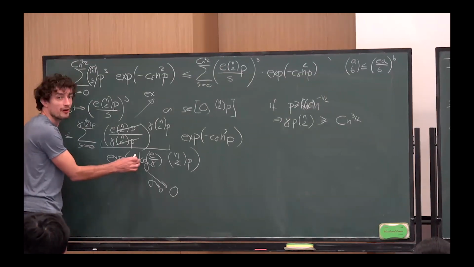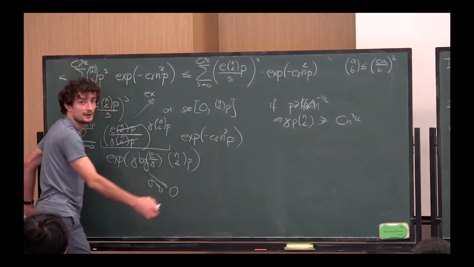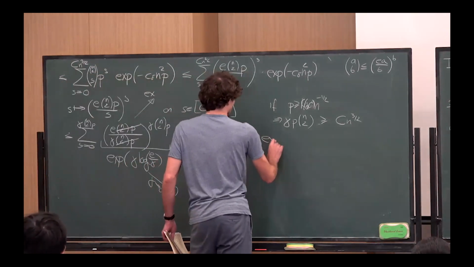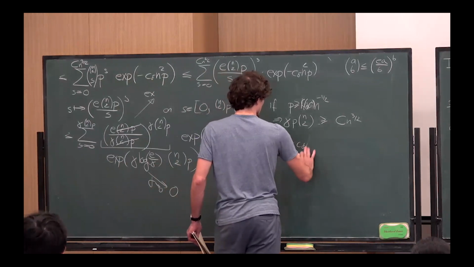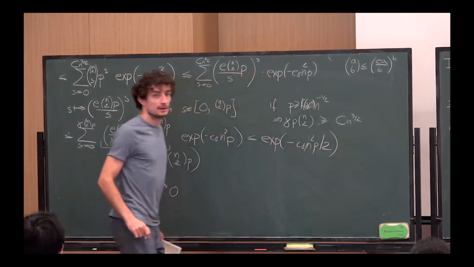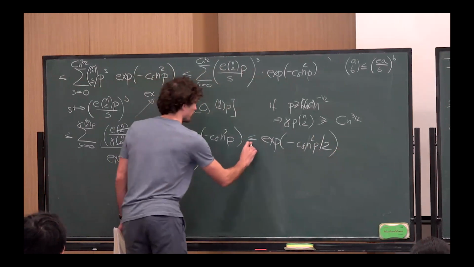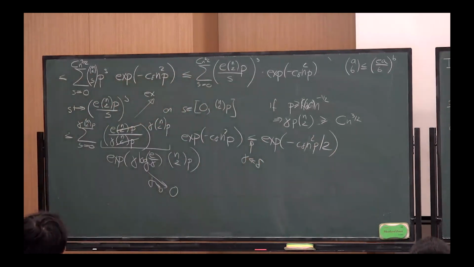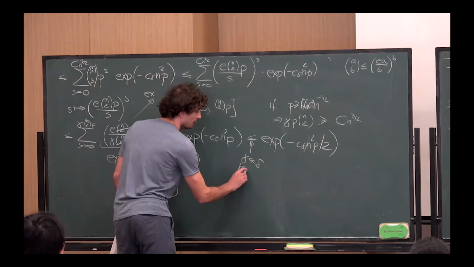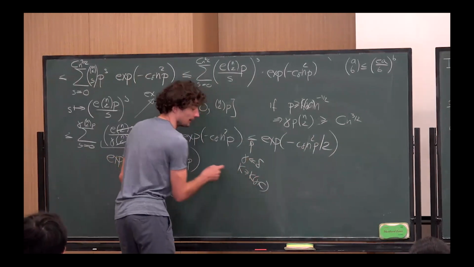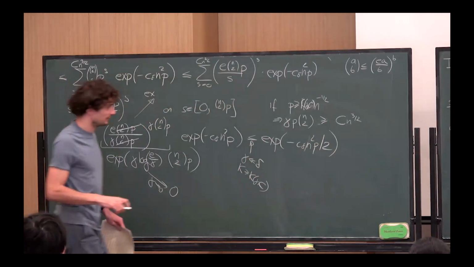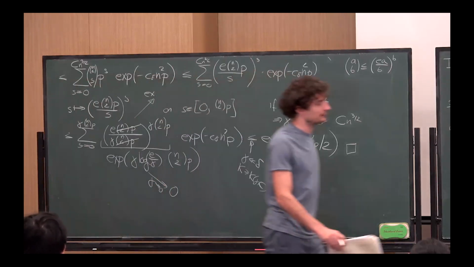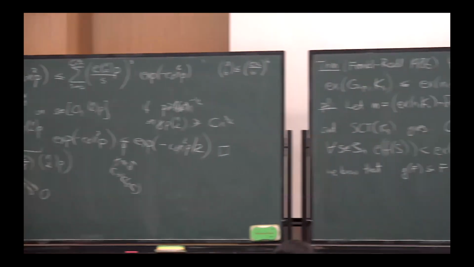So now, if I take my gamma to depend on delta, then this constant will be below C delta over 2. And we can conclude that this is in fact exponentially small in C delta n squared p over 2, as long as gamma is smaller than some function of delta. And also we need K to be larger than some function of gamma and C. And this completes the proof.